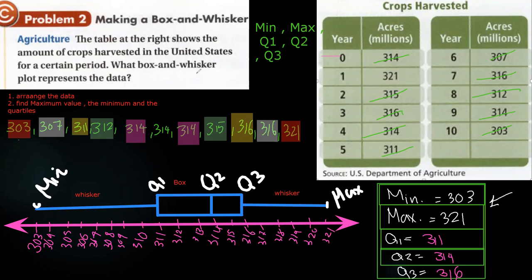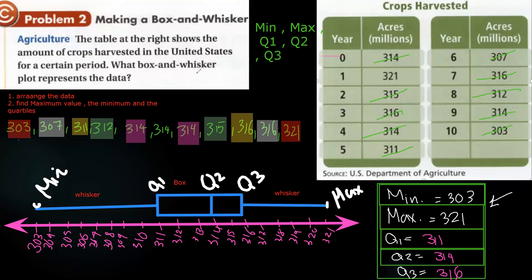So if I bring a box and whisker plot for you, and then I'm asking you, what is the minimum point here? 203. And the maximum? 221. What is the first quartile? 316. Now, what is IQR?